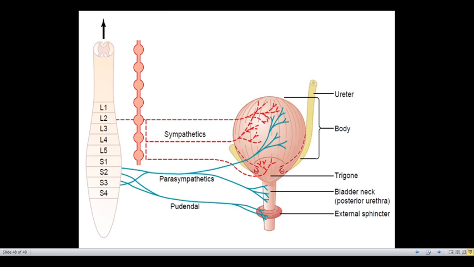This figure shows the innervation of the urinary bladder. Parasympathetic fibers shown in blue are the sensory fibers, while pudendal nerve contains the skeletal motor fibers to the voluntary skeletal muscle of the external sphincter.